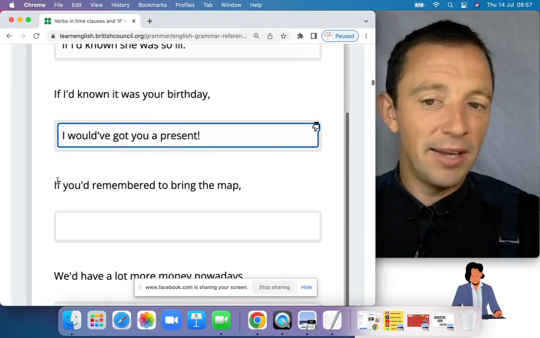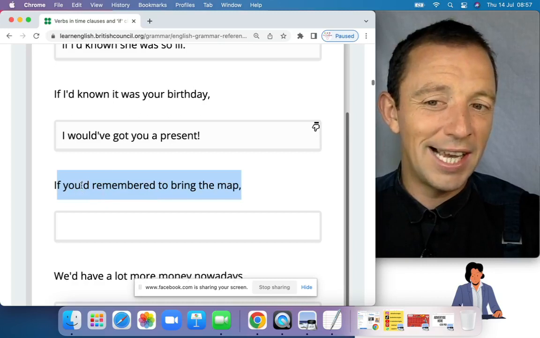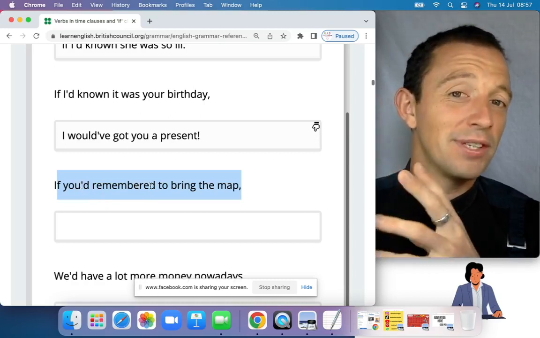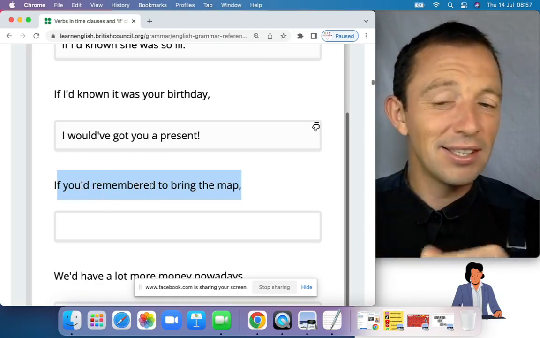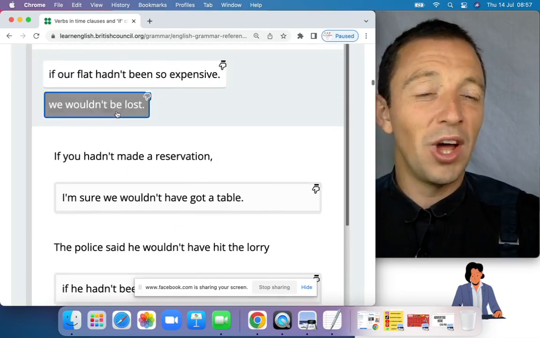And finally, if you had remembered to bring the map, that is the conditional clause in the past perfect to represent something that did not happen in the past. If you had remembered to bring the map, we wouldn't be lost now.